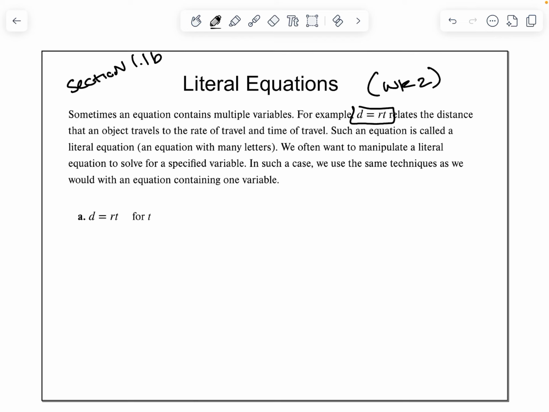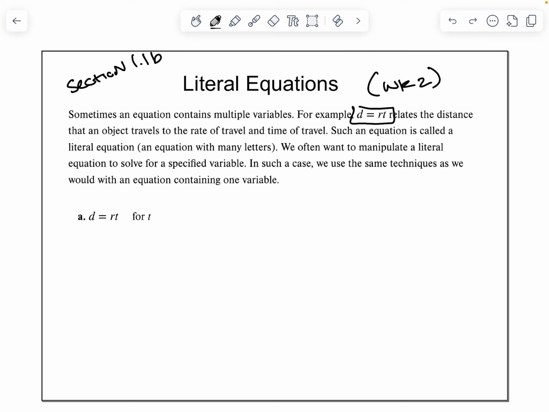So, for example, this d equals rt. It's solved and we know what d is equal to, right? d is equal to rt. But sometimes we want to reverse that and figure out what it's equal to in terms of another variable. All we're going to do is pretend like these other variables are numbers, okay? We're just going to solve it as we would any other time.